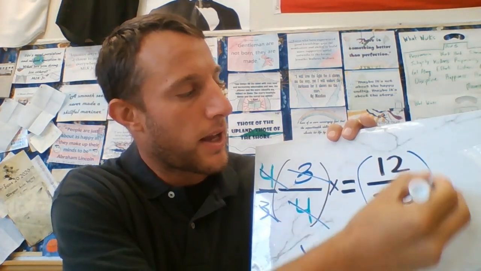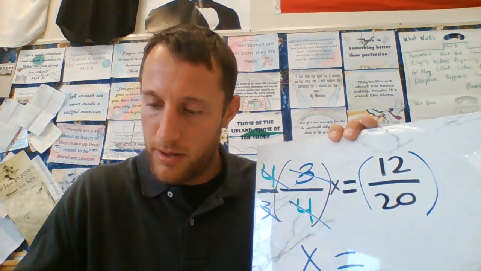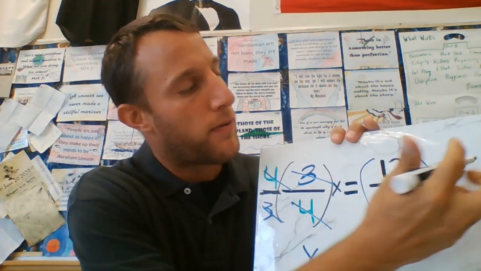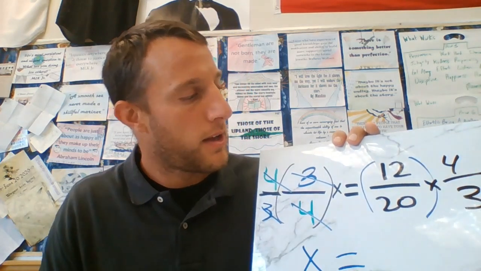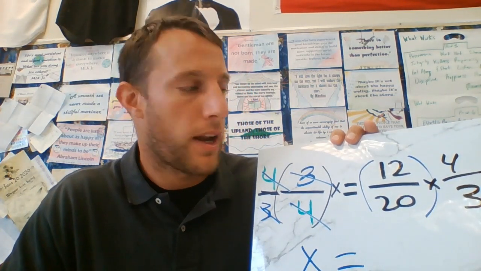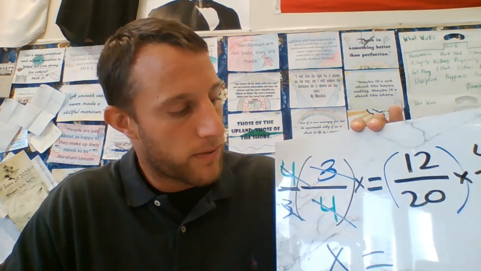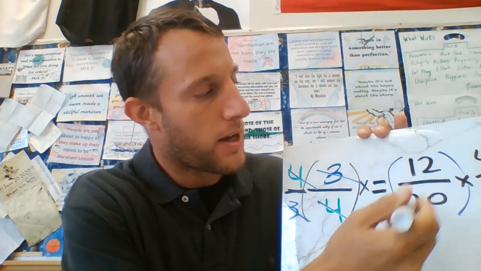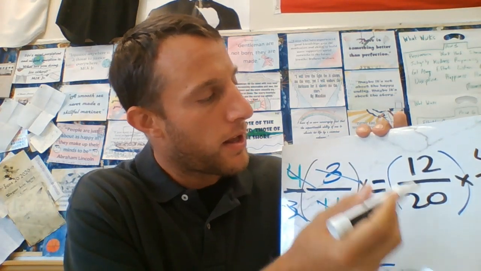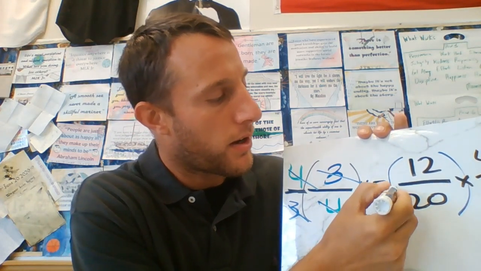Whatever I do to one side, I have to do to the other side. So I'm going to multiply it by 4/3. Okay, on the right side. All right, here's where I said I could have reduced. Now I can reduce. If you can follow along here, you can also multiply this out and get 48/60, but you can actually make it a little bit easier on yourself.